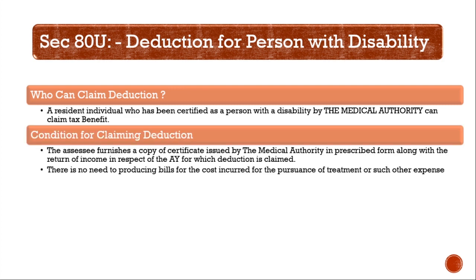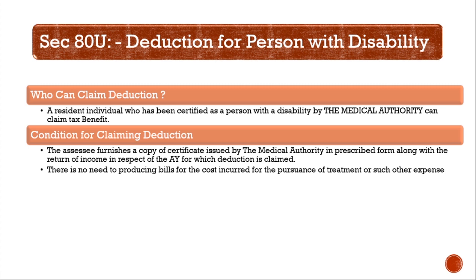First condition is that the person has to obtain a medical certificate from the medical authority stating the disability. After obtaining the certificate, if the person wants to claim the deduction, then the person has to fill a specified form in the assessment year in which he wants to claim the deduction and attach the copy of the certificate issued by the medical authority in the prescribed form. Third condition is that the person is not required to produce any bills of expenses or any other evidence incurred for the medical treatment or any other medical expenses.